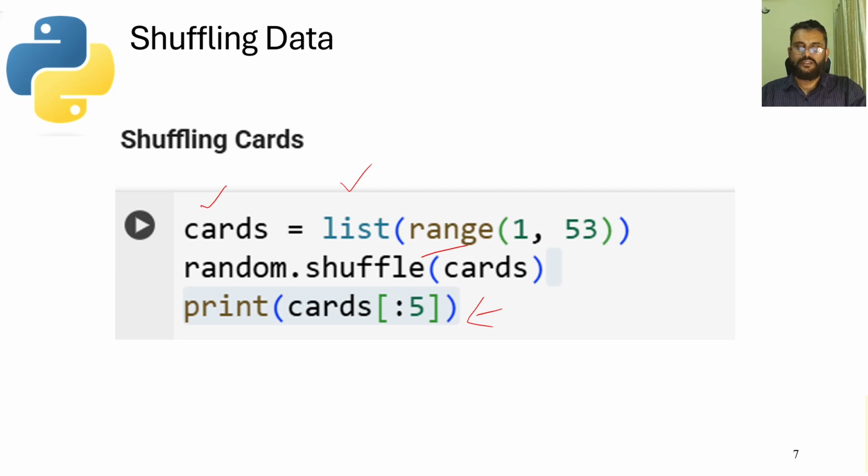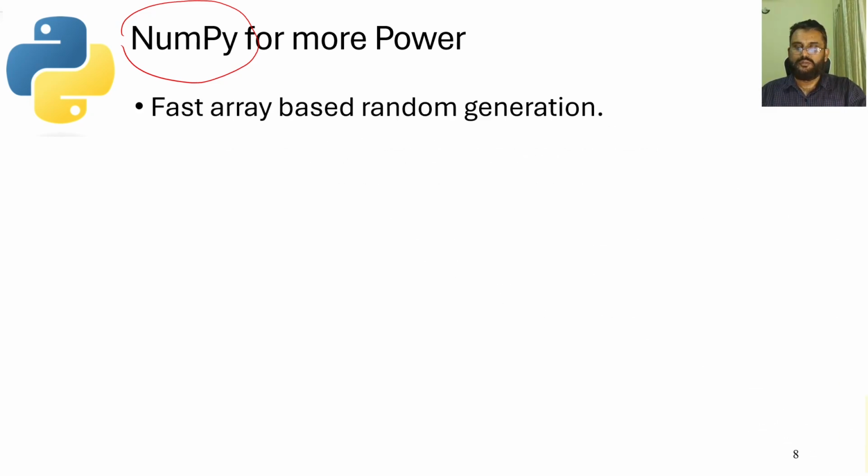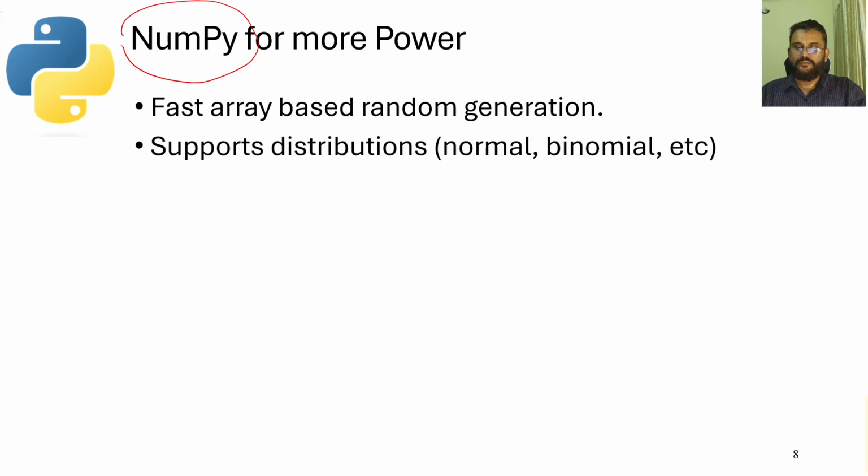So these were some methods provided by the random module, and if we want to work with larger data or large scale simulation, then we can make use of the NumPy library. I will have a separate video on NumPy, but for the purpose of random number generation, we can make use of the methods provided by this. It is basically a fast array based random number generation. It supports different distributions, normal and binomial, etc.